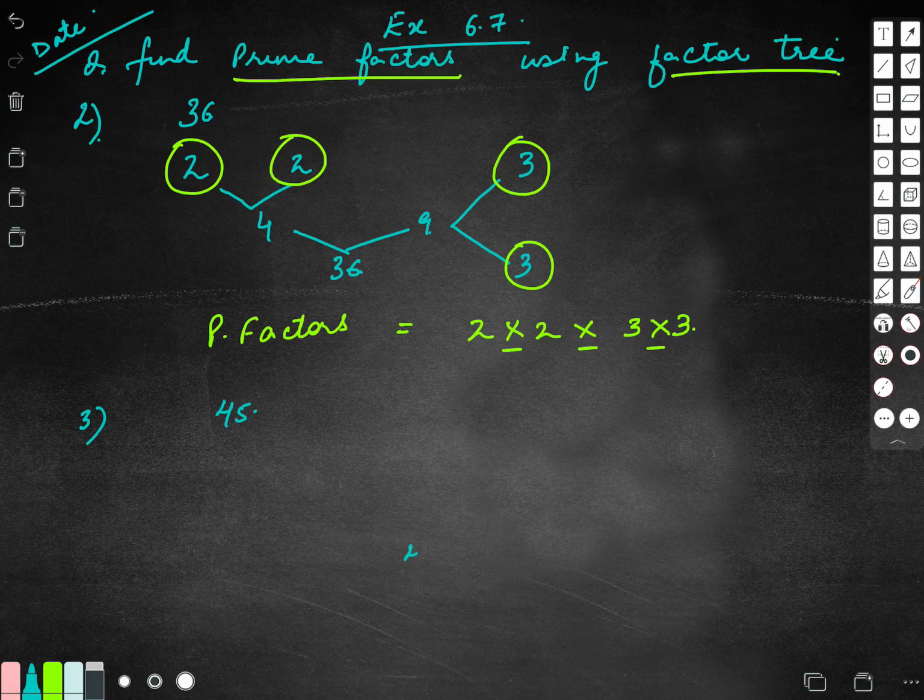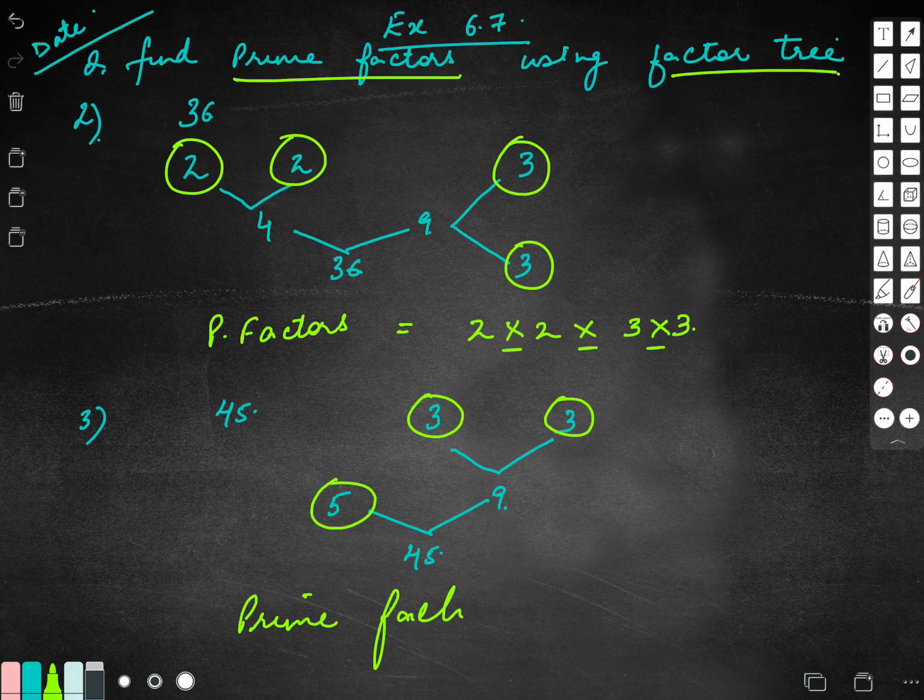My third part, 45. So again, I will take 45. What tables come to your mind? 5 9s are 45. Do I have any prime number? Yes. And my composite number, I will break again. 3 3s are 9. So here I will circle my prime numbers and I will then write my prime factors. My prime factors are 5 multiply 3 multiply 3. I again am telling you, children, focus that when we are finding the prime factors, while writing the answer, I have to write the multiplication sign.